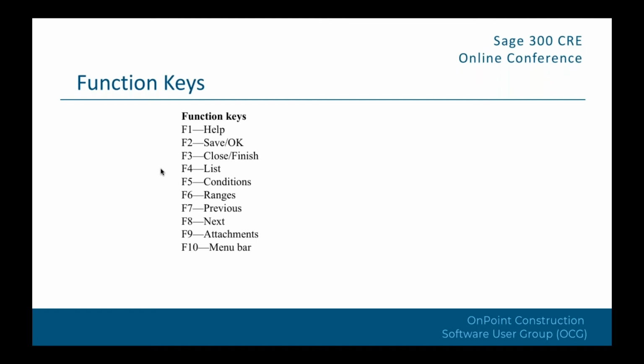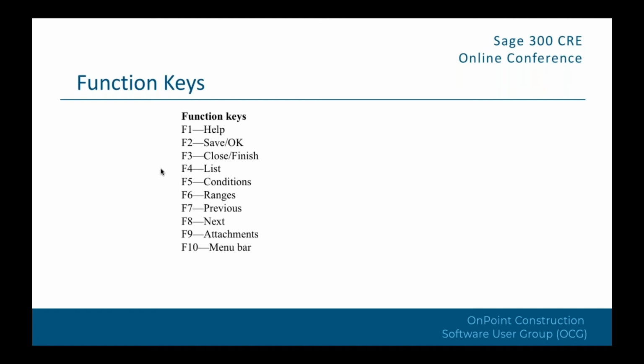First of all, the function keys. If you are used to working on the keyboard and you are a function key person, this is the list of function keys and what they do. So if you're changing a vendor and made some changes there, instead of having to pick up your hand and go over to the mouse and click save, you can just do an F2, and then an F3 is the close or the finish.